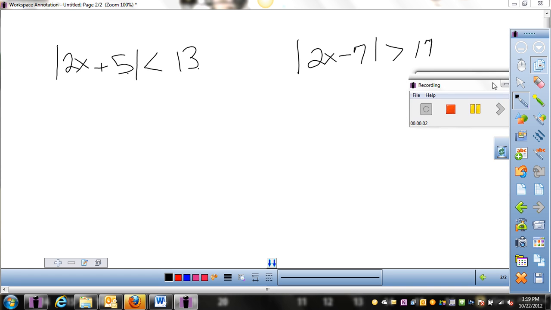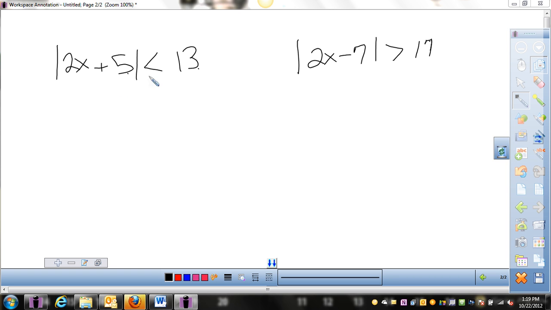Okay, so we've got two different situations going on here. These are absolute value inequalities. So they are going to have two answers to them, but because of the less than and the greater than, we're going to get a shaded region. Okay, so first of all, less than.